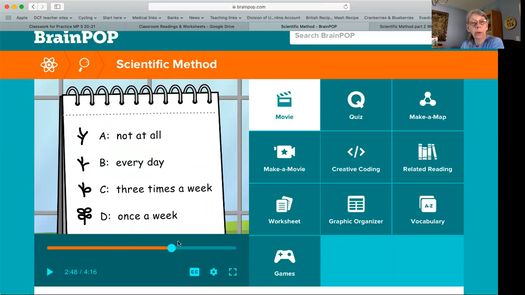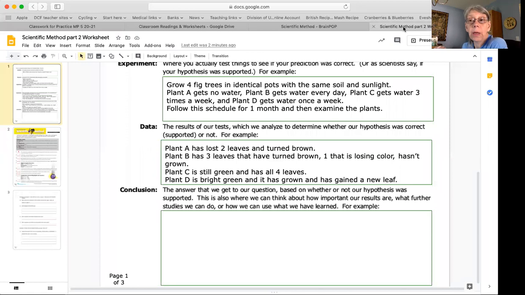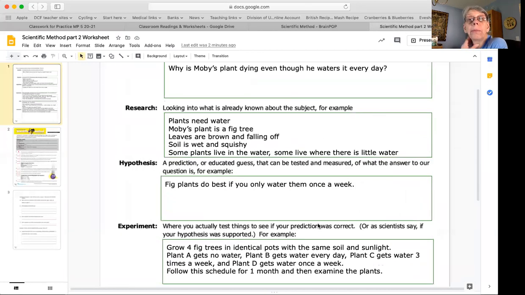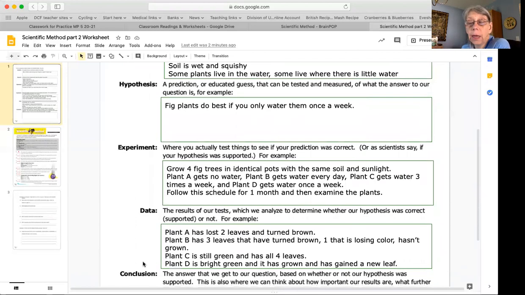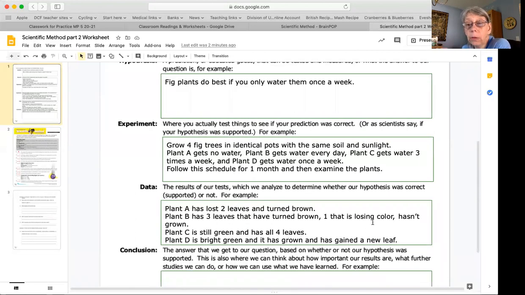What I would like to have had them check out was this. And this could be an idea for your conclusion for further studies we can do. What did we notice? We noticed in our research that the soil was wet and squishy with Moby's original plant that he was watering every day. We didn't get any information about the condition of the soil in the pot from the video. I think that would be something interesting to look into.